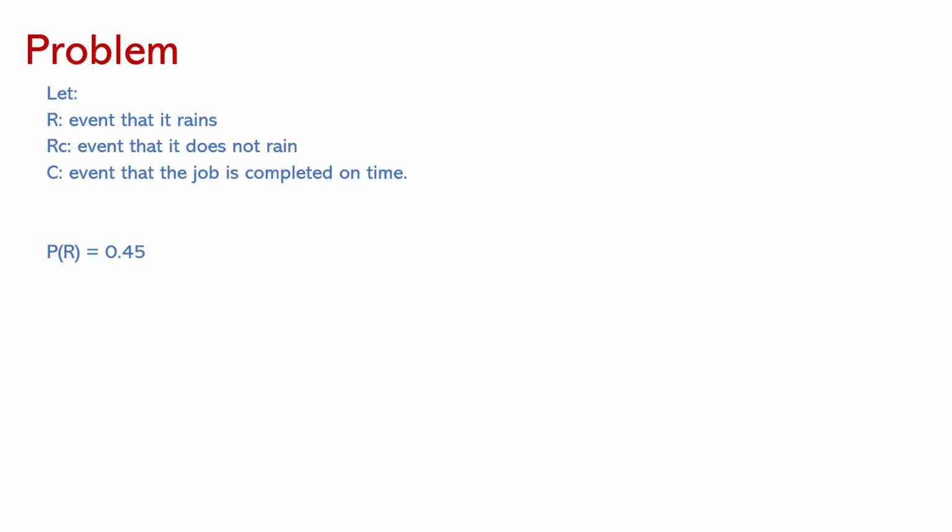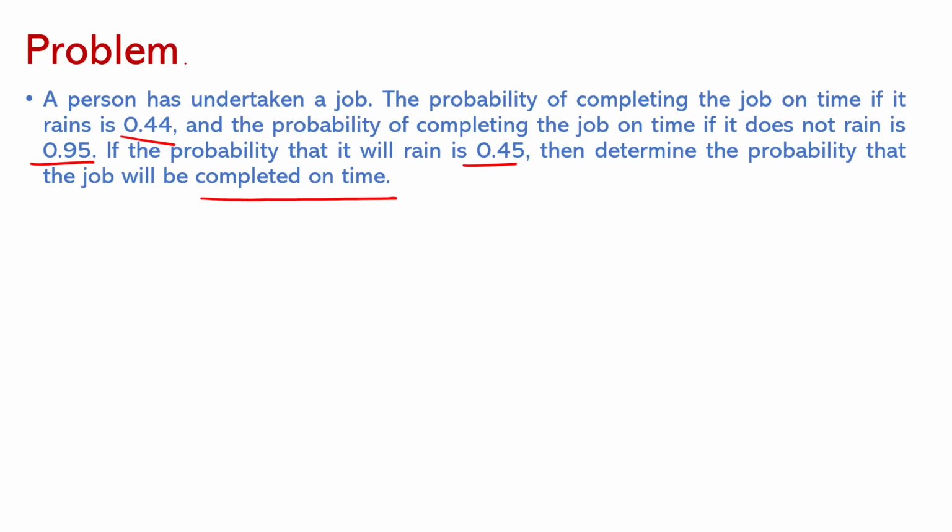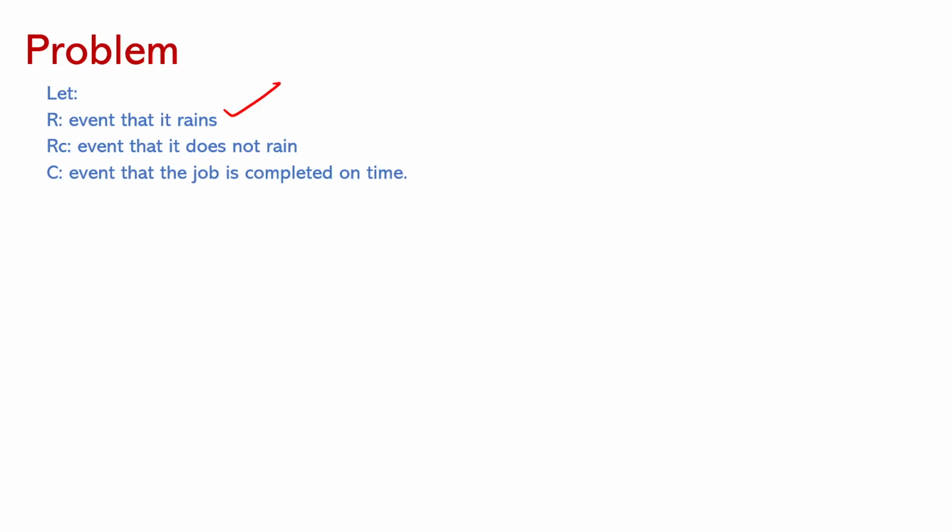Okay, so let's see here. We have 4 events here. Let R be the event that it rains. That is given as 0.45 in the question. Next, let RC be the event that it does not rain. That's also given to us: does not rain is 0.55. Let C be the event that the job is completed on time.